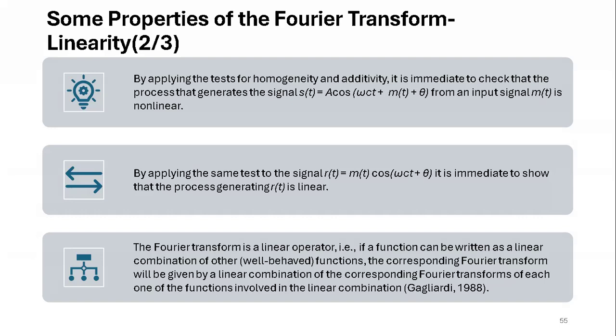The Fourier transform is a linear operator. That is, if a function can be written as a linear combination of other well-behaved functions, the corresponding Fourier transform will be given by the linear combination of the corresponding Fourier transforms.